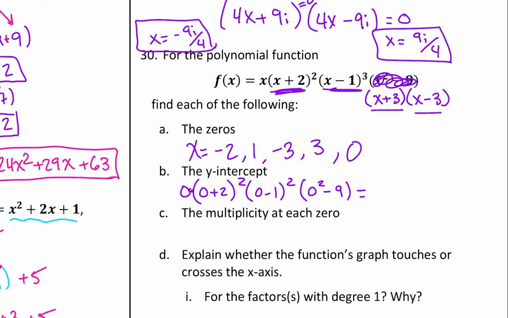2 squared is 4. Negative 1 squared is 1. 0 squared minus 9 is negative 9. Multiply this all together, but then multiply by 0. You're going to get 0. It's going to go to 0 because of that 0 in front. So we overall know the y-intercept is (0, 0) here.